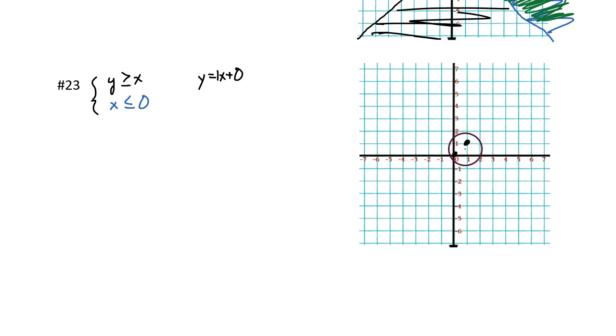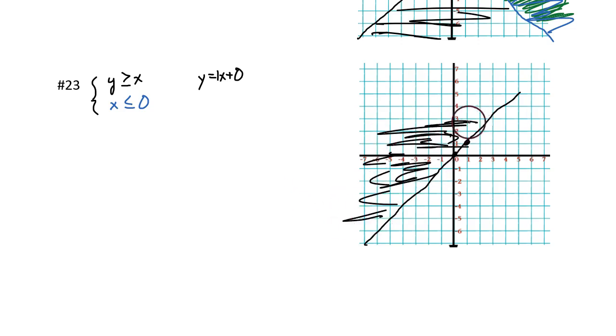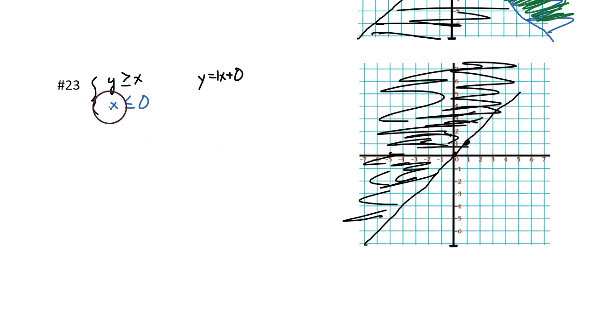Is it solid or dashed? It does have the equals bar, so it's solid. This is a greater than symbol, so you shade above. All of the answers for the first statement are above the boundary. Let's see where the answers to the second statement are.